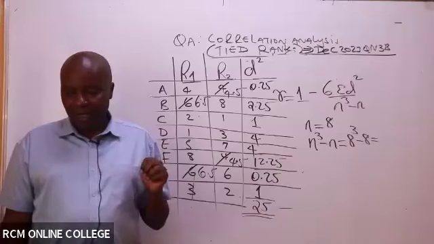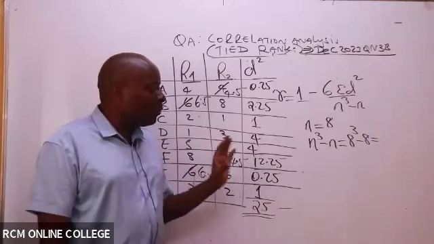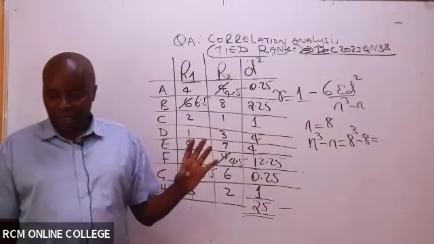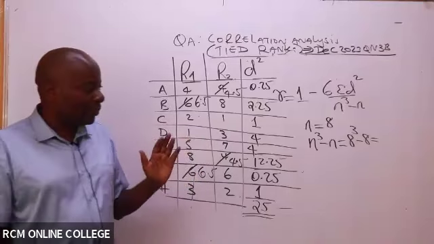8 cubed minus 8. So then this gives us 504. I hope everybody is able to get that, as Mr. John is getting there. Ruth and Adam have been able to confirm.